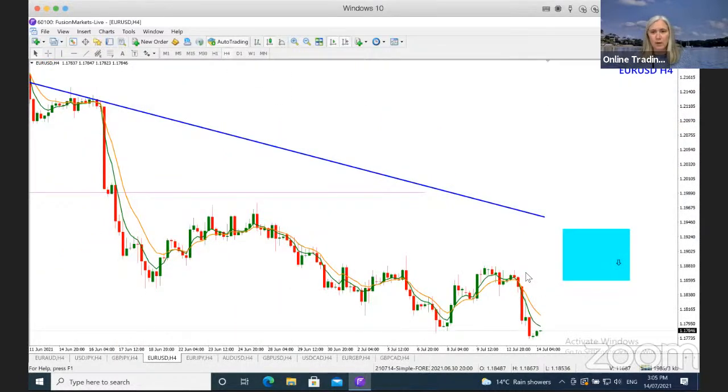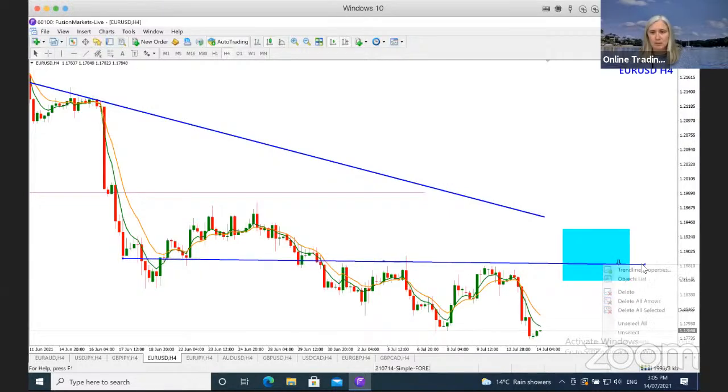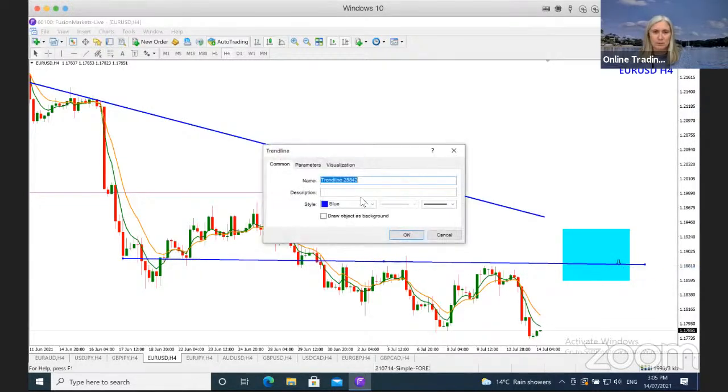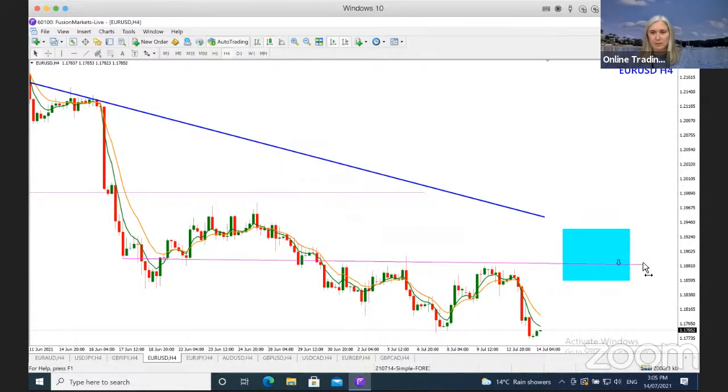On the 4-hourly, at the moment, it's nowhere near entry. The price would need to come up first before looking for a short opportunity. I'd like the price maybe even around this area here would be a good entry area. So yeah, around there for the short.